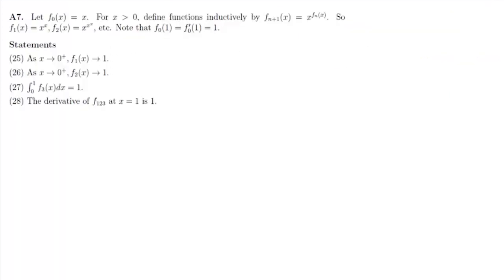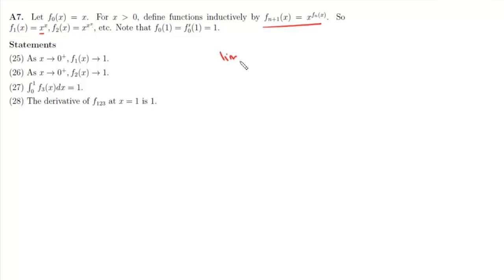Now in question number 7, we are given that f0(x) is x, and for x greater than 0, we have defined this function inductively by f(n+1)(x) equals x to the power fn(x). So we have f1(x) as x to the power x, f2(x) as x to the power x to the power x, and f1(0) it is 1. Now this first one is as x tends to 0 positive, f1(x) tends to 1.